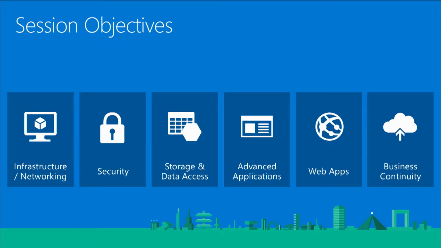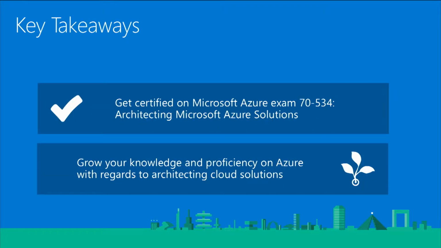We're going to break these objectives down to 6 main topic areas for this session. That includes infrastructure networking, security, storage and data access, advanced applications, web apps, and business continuity. Hopefully, after watching this session and studying for the exam, you're able to earn the Architecting Microsoft Azure Solutions certification immediately. But as with all certification prep, even if you don't go take the certification exam today, we hope that this session and other study materials will help you learn to be a better architect of cloud solutions using Azure.